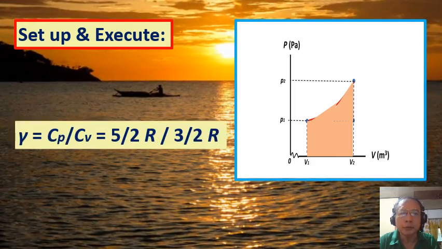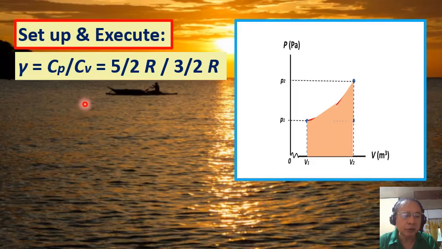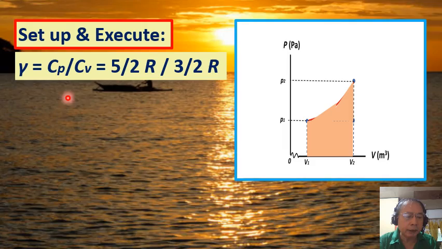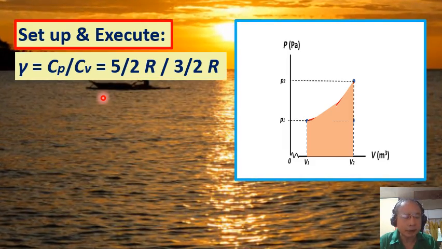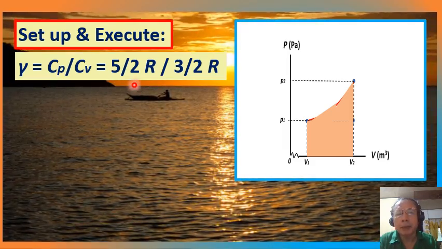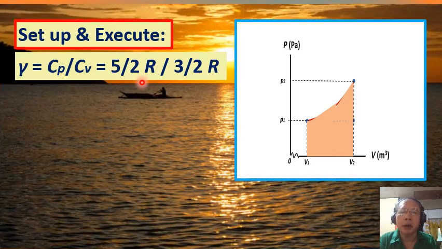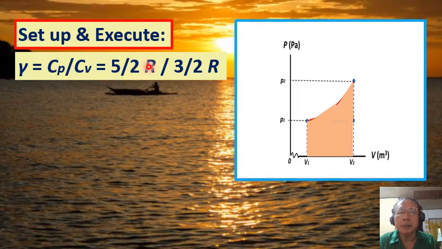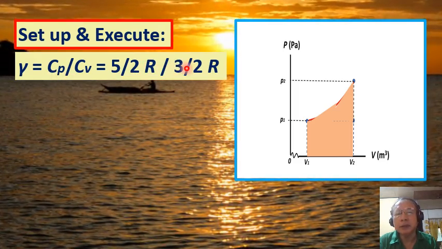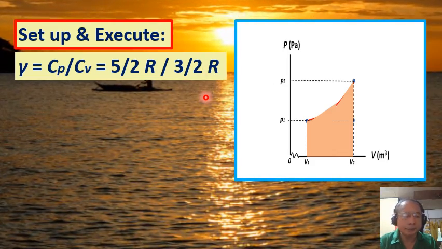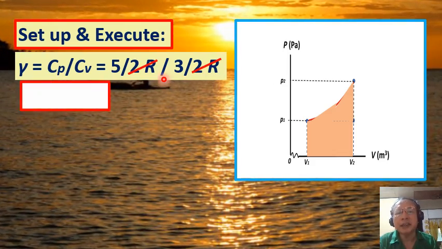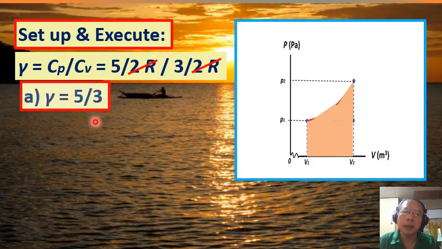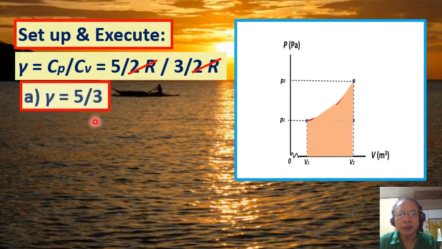Moving on to our computation, we can find the ratio of Cp over Cv, denoted here by the Greek letter gamma. That is 5/2 times big R, the value of capital C sub P, divided by the value of C sub V, which is 3/2 times big R. So canceling 2 times big R, we get the value of gamma equals 5/3.